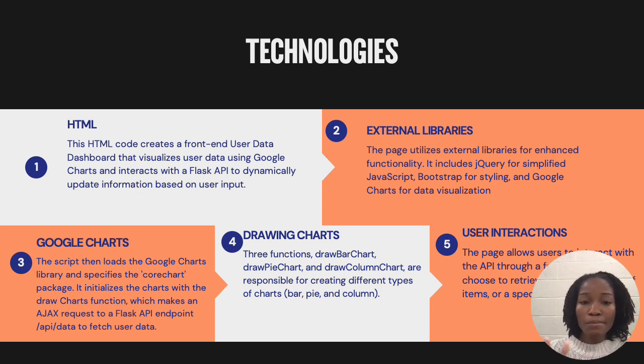Now, for drawing charts, three functions, draw bar charts, draw pie charts, and draw column charts, are responsible for creating different types of charts. So that's bar, pie, and column charts. And the chart represents the distribution of user data based on the occupation, gender, and age.